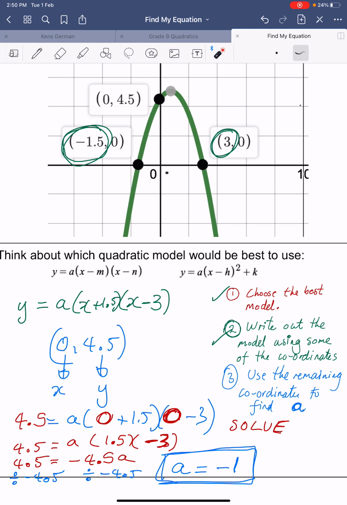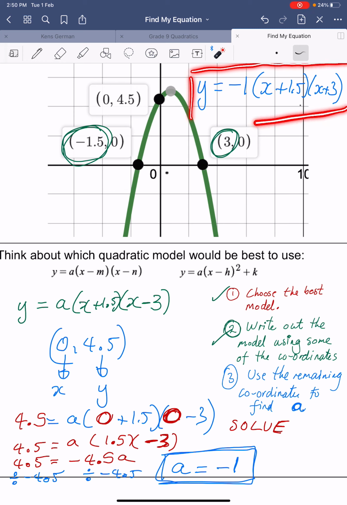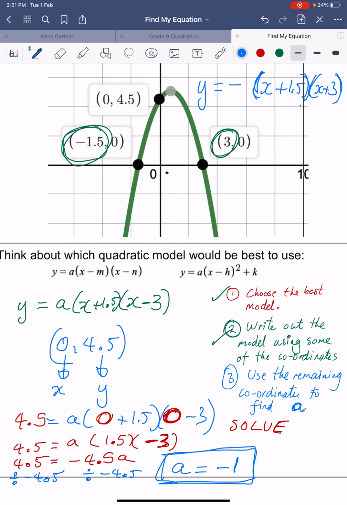So let's write out the final equation. The final equation is y equals negative 1, bracket, x plus 1.5, close bracket, bracket, x minus 3. So there's the final equation, and that is highlighted here. Y equals negative 1, x plus 1.5, x minus 3. And of course you can delete the 1 and just have it as negative, x plus 1.5 times x minus 3. We know that negative here means negative 1.